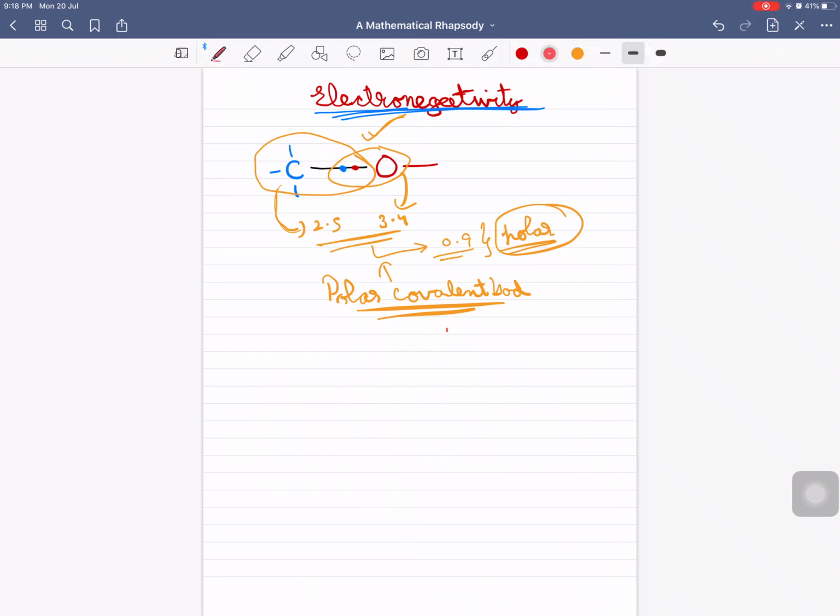Now let's move on to the bond between carbon and hydrogen. I don't want to do more graphics, so let me just write it down simply.